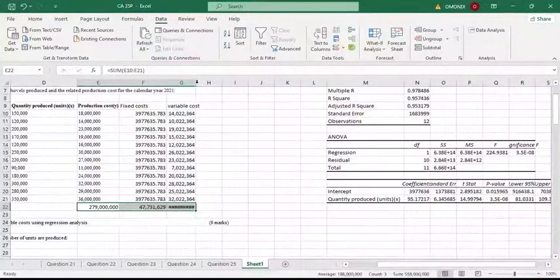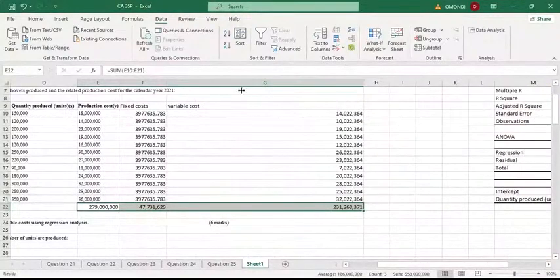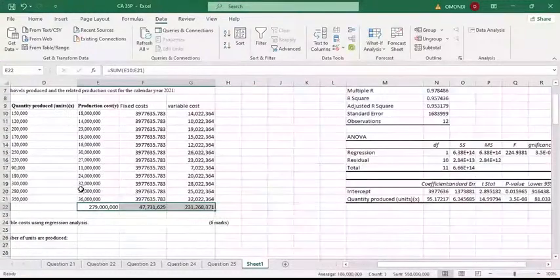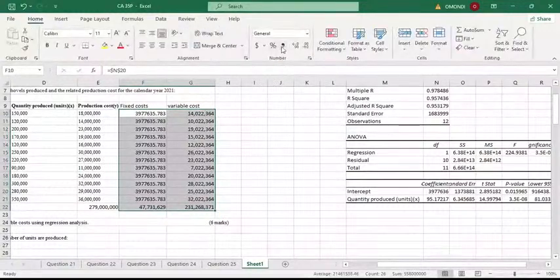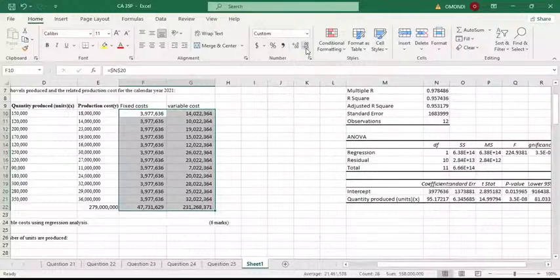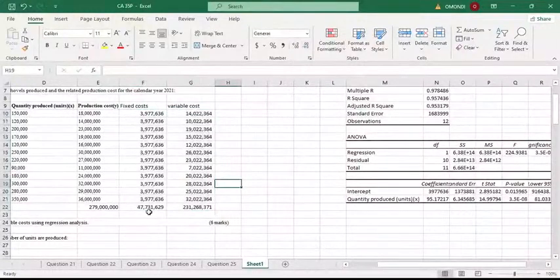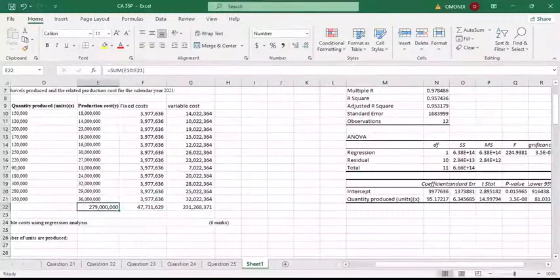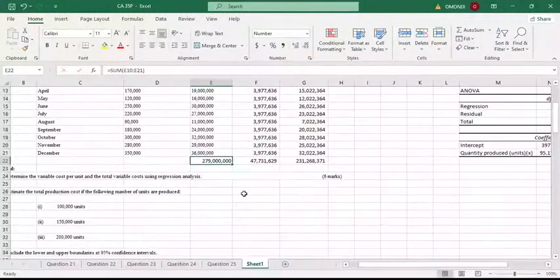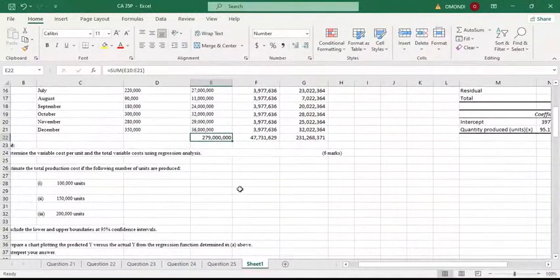And I have the values there. So those are the values which you are expected to get. Of course, these two will give us a total of 279 million, which is the total cost here. So that is what you are supposed to do in part A.